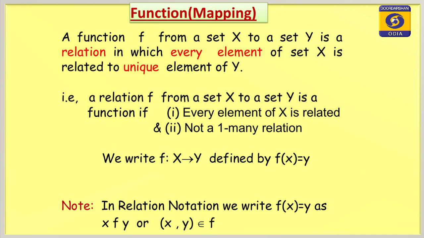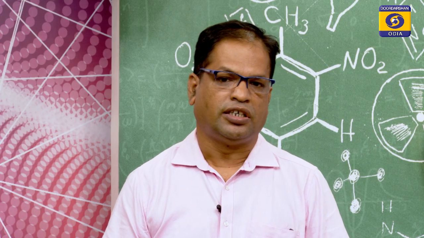That means, function may be one one relation, may be many one relation with every element of set X related, and the notation of the function is defined as f is a function from X to Y defined by f(x) is equal to y. In relation notation we write as f(x) is equal to y or x f y or (x, y) belongs to f. Now, you see the pictorial representation.